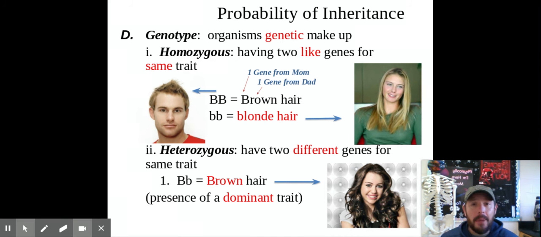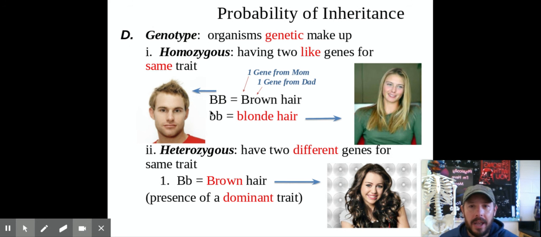Now, you can have a couple of different combinations since you're getting one gene from mom and one gene from dad. If you inherit both the same gene, whether it's capital B, remember capital B's are dominant genes for brown hair, or lowercase b, those are recessive genes that like to be hidden for blonde hair, but you inherit both the same type of gene from mom and dad, that's what's known as a homozygous gene pair. Homozygous means they have the same letter.